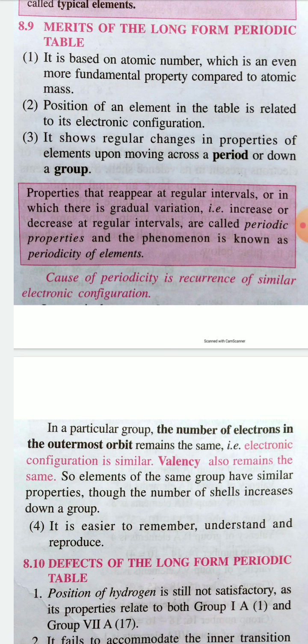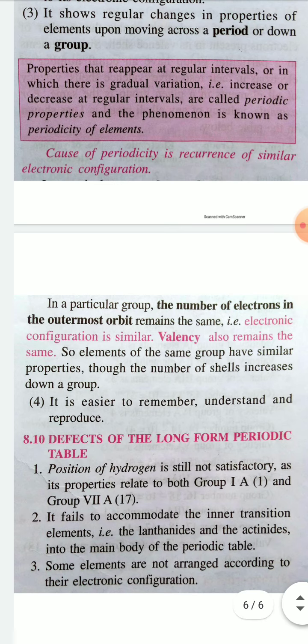Third merit, it shows regular changes in properties of elements upon moving across a period or down a group. This is actually periodicity: regular variation or regular gradation of properties across a period or down a group. So what is periodicity? The properties that reappear at regular intervals, or in which there is a gradual variation, that is increase or decrease at regular intervals, are called periodic properties, and the phenomenon is known as periodicity of elements.